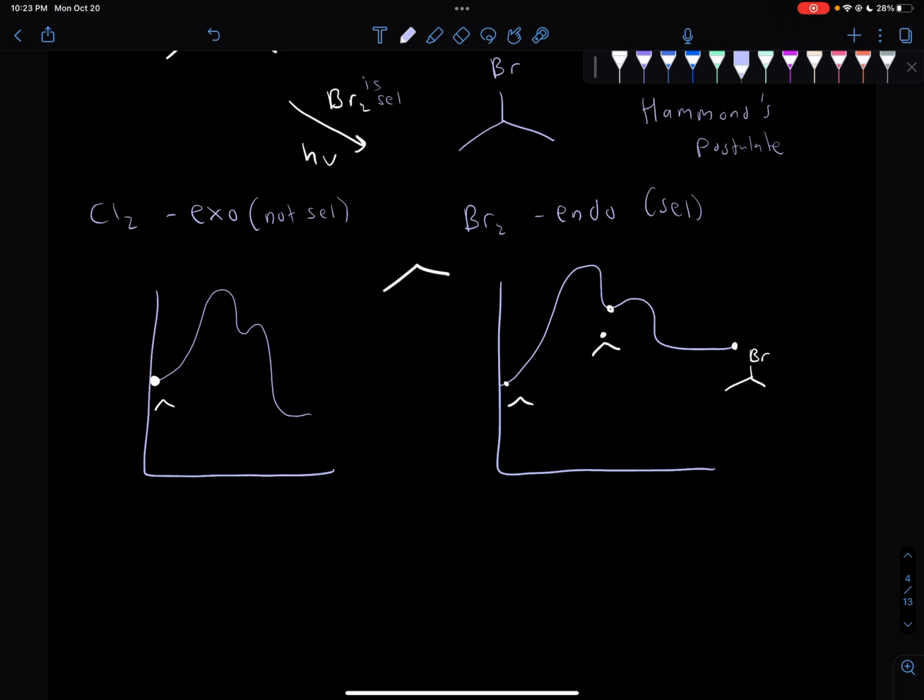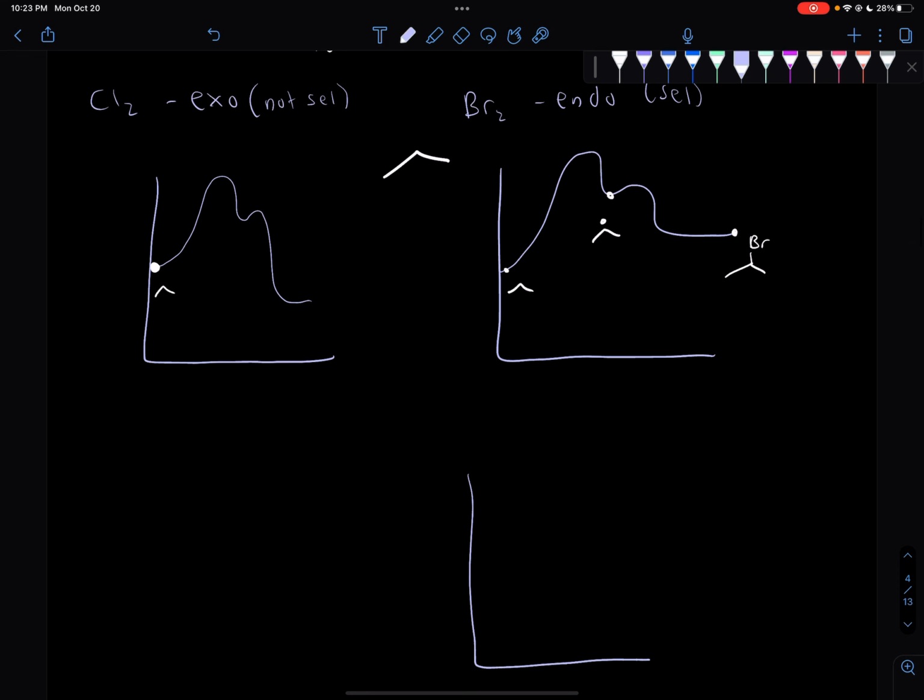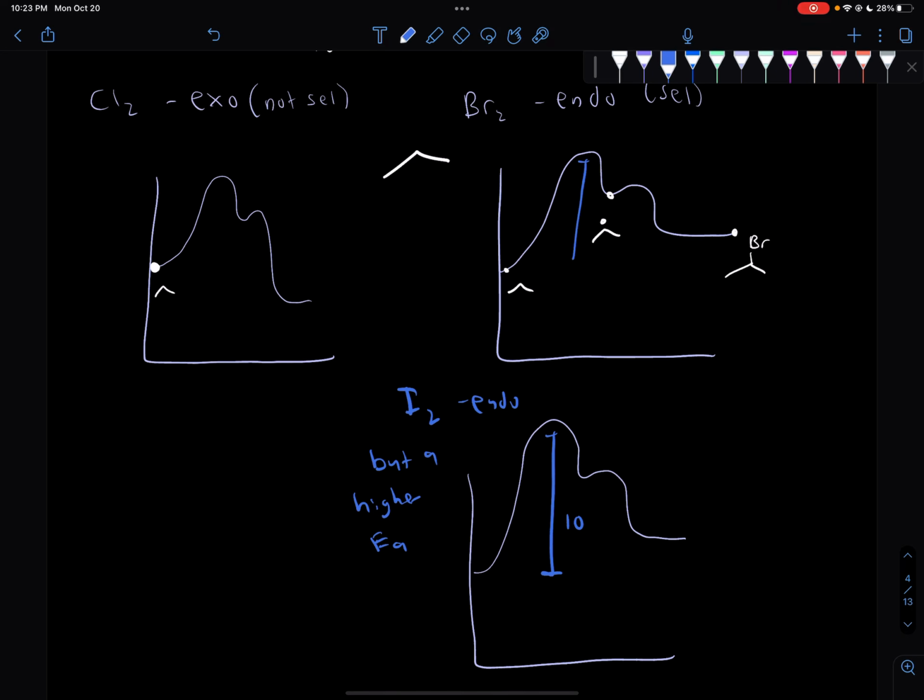If for some reason they give you two endothermic ones and they ask about iodination, iodination should be endothermic but with a higher activation energy. So this first step should be higher. Let's just put like 10, and this one will be like, I don't know, 4 or something.